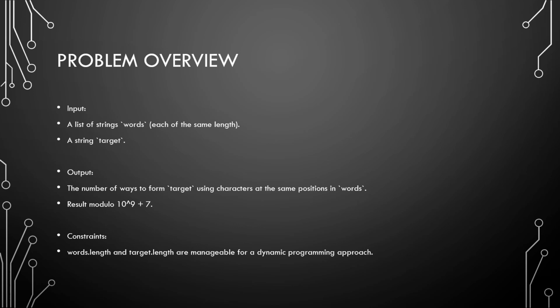The problem presents us with a list of strings where each string has the same length and a target string. Our goal is to find the number of ways to form the target string using characters at the same position across all strings in the list. The result is required modulo 10 to the power 9 plus 7. The input sizes are manageable enough for us to apply a dynamic programming approach.